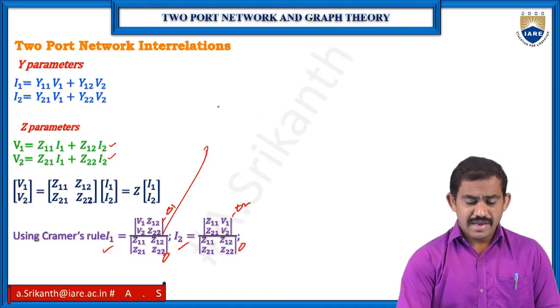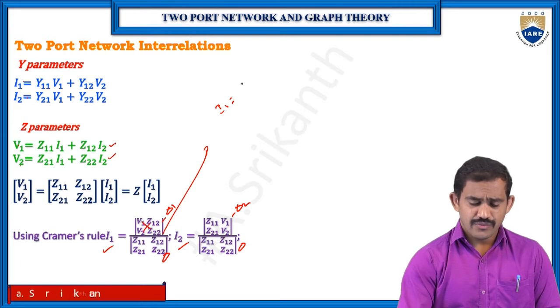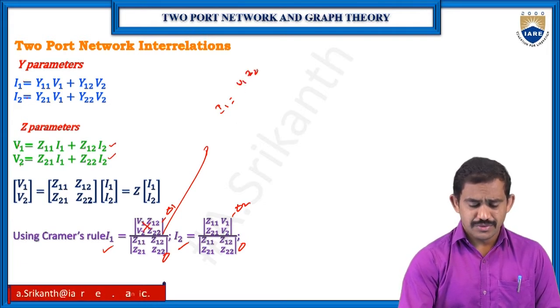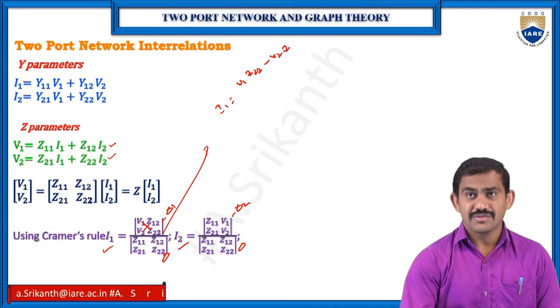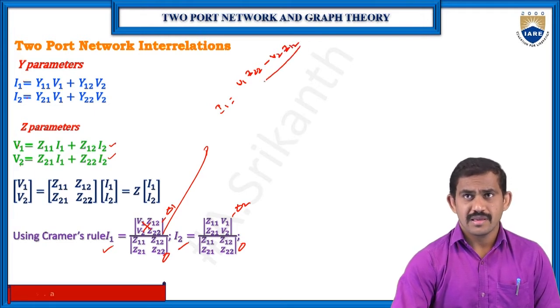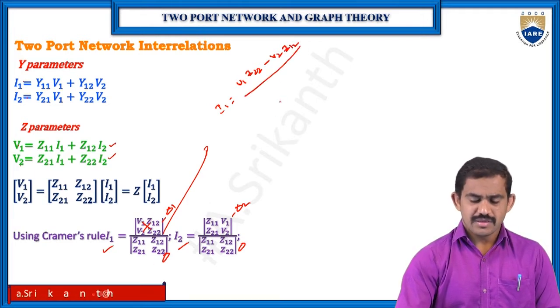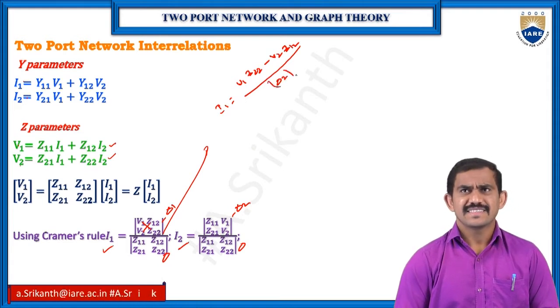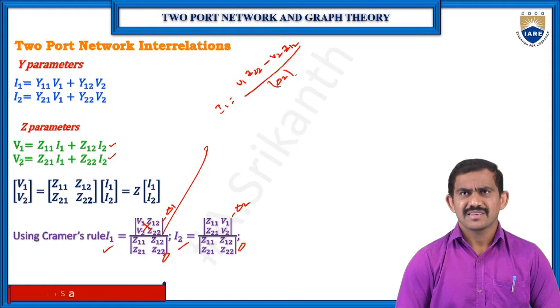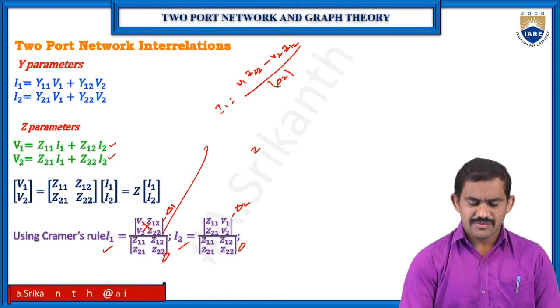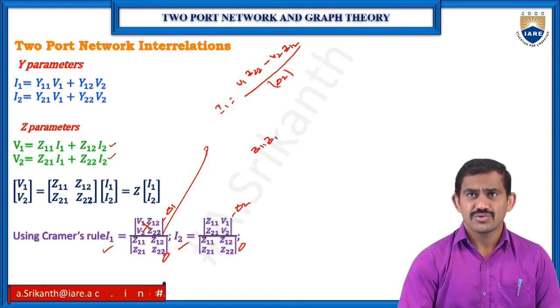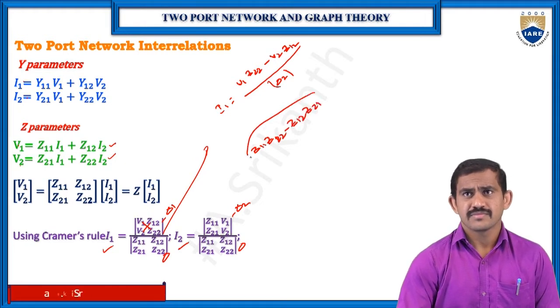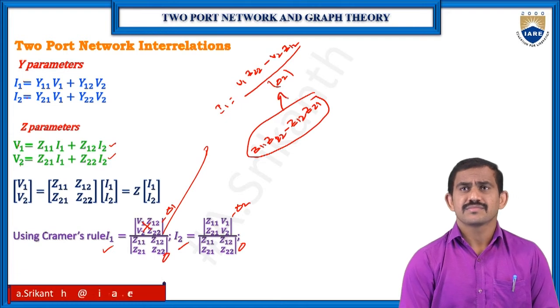So here i1 is equal to, cross multiply, so v1 into z22 minus v2 into z12 by del of delta z. It's very simple. You can write del of delta z, nothing but z11 z22 minus z12 z21, nothing but this value.